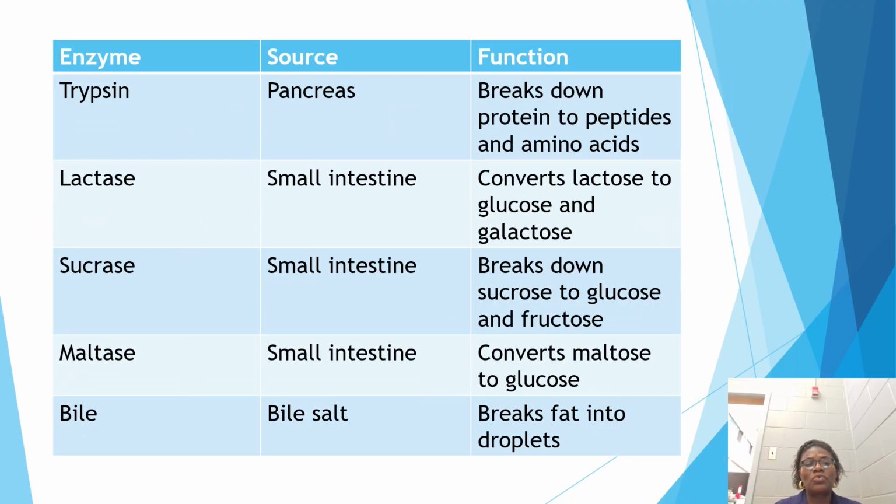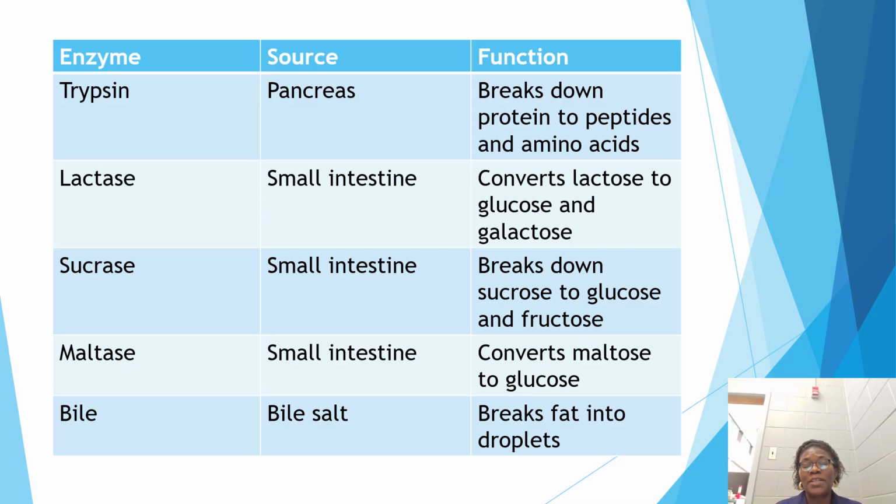We have the next enzyme, which is referred to as trypsin. Trypsin is also secreted in the pancreas, and it is responsible for breaking down protein to peptides and amino acids. The next one is lactase. Lactase is secreted in the small intestine, and helps in the breaking down of lactose to glucose and galactose.